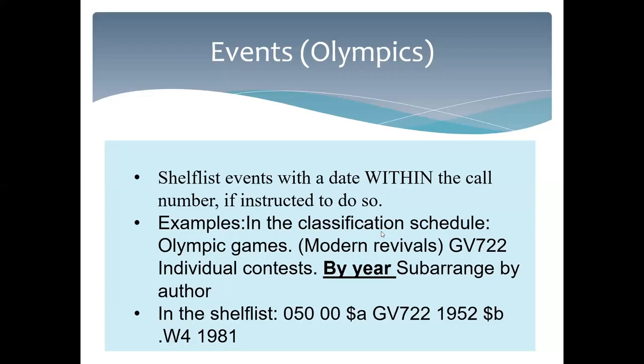So GV722, that covers this first part of it, individual contest, Olympic Games. By year, you're going to add in the by year, and then you're going to put in your author. And there's our subfield B showing us that it's going to be before that cutter there. We do not do another cutter here. So this year does serve as the sort of placeholder or position of what we would do for a cutter for events.